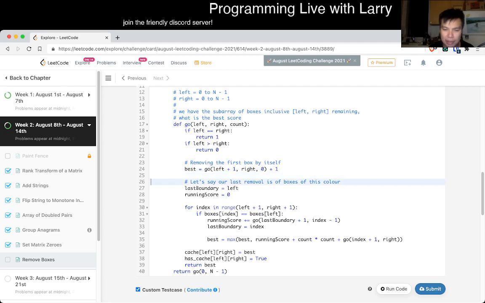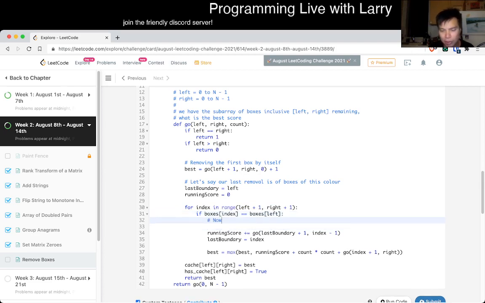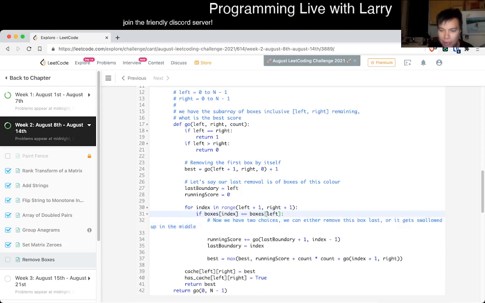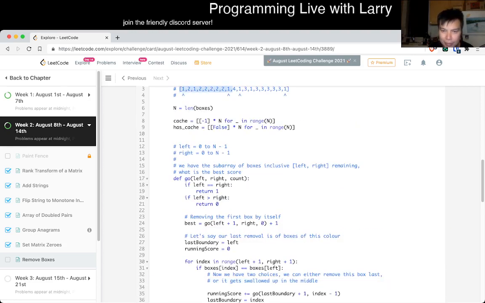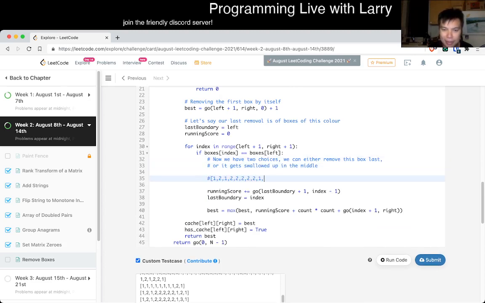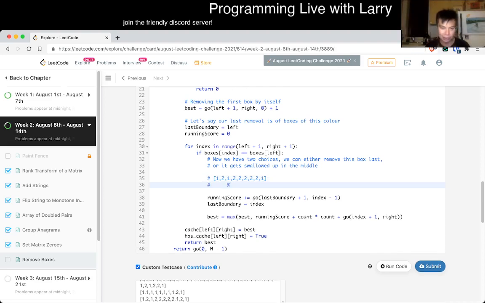Okay, let's say our last remove is the thing. So now let's re-loop the middle. If the boxes are the same, then we have 2 choices. We can either remove this box last, or it gets swallowed up in the middle. So what I mean here, right? That means that, for example, if I have this thing and my index is here, we can choose either to include this in or not inside this box, or inside the current thing that we remove. So what does that look like?